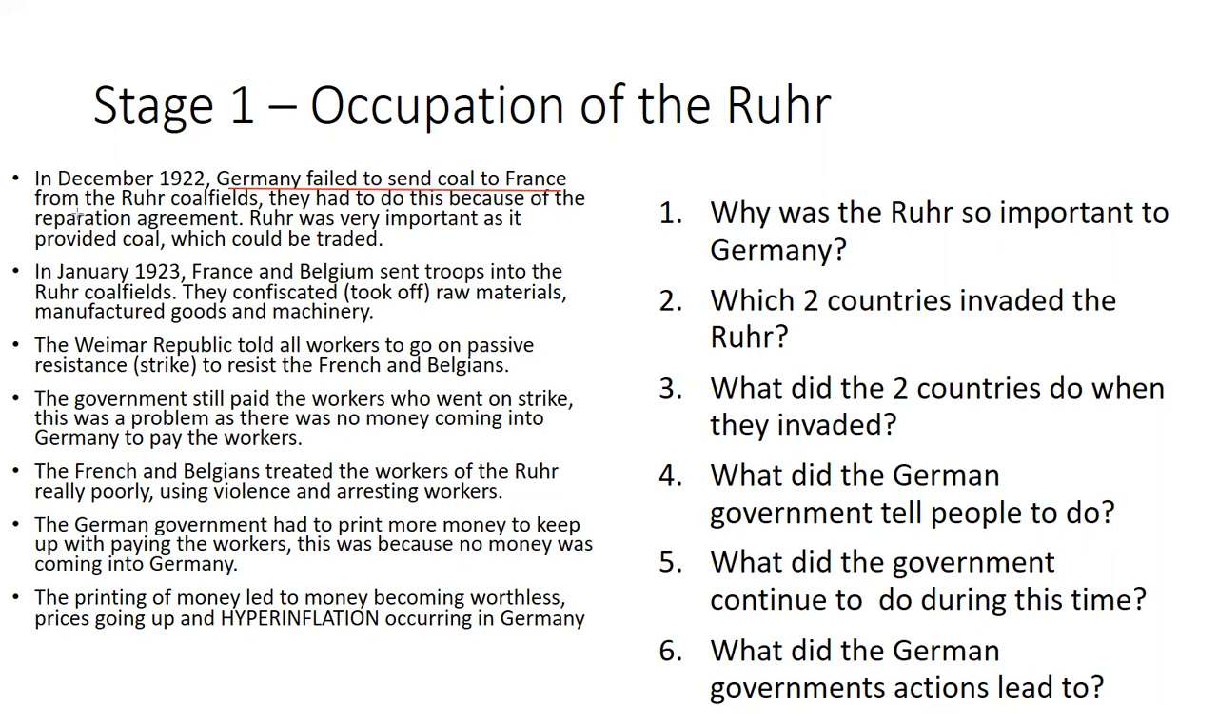Now, while the French and Belgians were in the Ruhr, they treated the workers incredibly poorly, using violence, arresting them, and made around 100,000 of them homeless. And to keep up with the demands of paying workers, the German government had to print more money. This was because no money was coming into Germany. Now, the problem with this is that the more money that is printed, the more prices go up, and it's going to be a vicious cycle. And it got to the point where Germany went through something called hyperinflation, which meant that money became worthless.